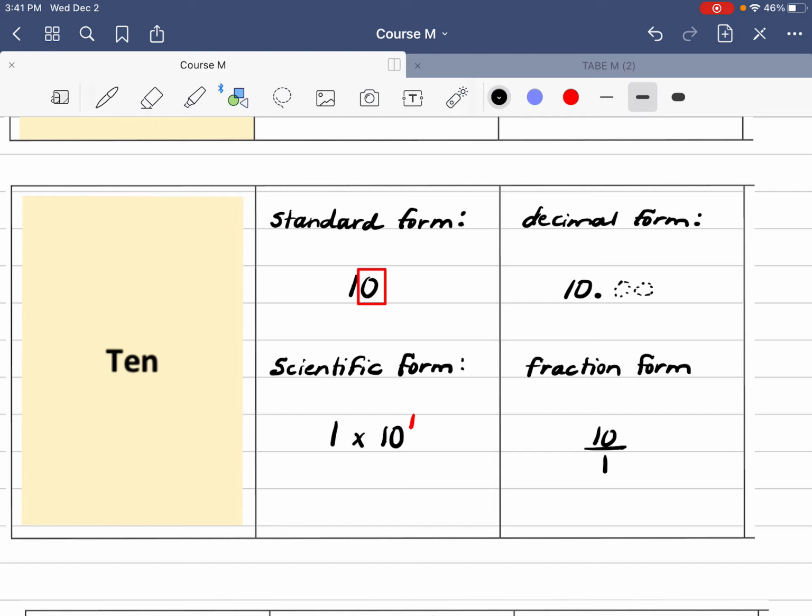All of these forms are equal to each other. They're just different forms of the same thing. It's like water is H2O, but it can be ice, it can be steam, or I can drink water. It's the same thing. It's just in different forms.